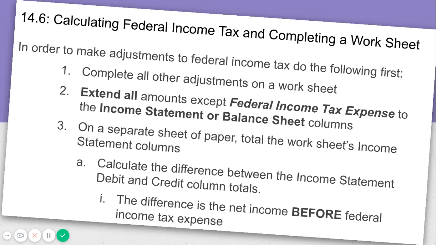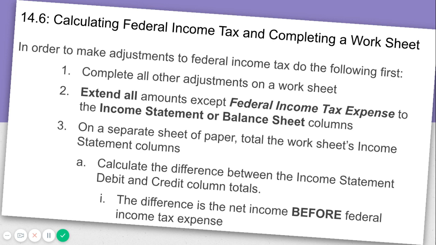Calculating federal income tax and completing a worksheet. In order to make adjustments to federal income tax, do the following first. 1. Complete all other adjustments on a worksheet, which this was section 2 through 5. 2. Extend all amounts except federal income tax expense to the income statement or balance sheet columns.